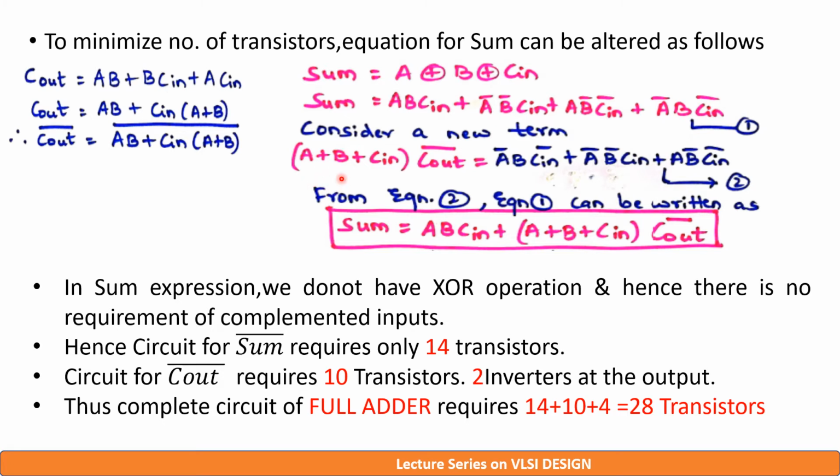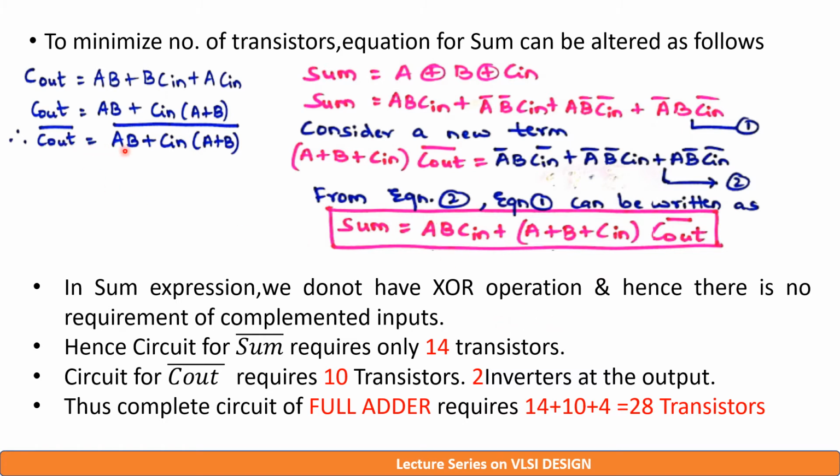So considering new term A plus B plus C in into Cout bar will give A bar B C in bar plus A bar B bar C in plus A B bar C in bar. Therefore, sum equals to A B C in plus A plus B plus C in into Cout bar. So if you observe the sum expression now, we do not have any XOR operations here. Hence, there is no requirement of complement inputs and we can reduce the number of transistors, which in turn will reduce the silicon area.